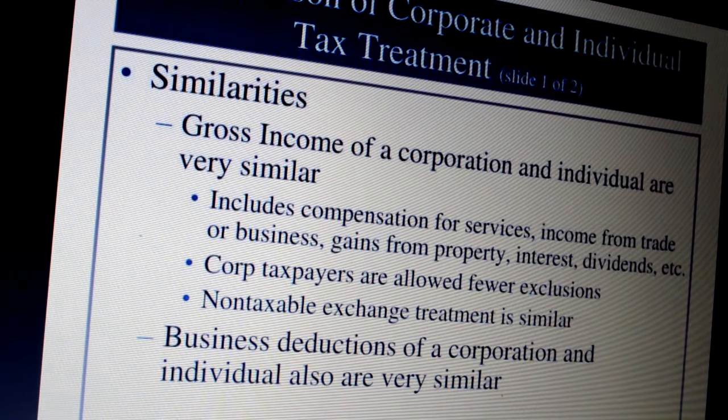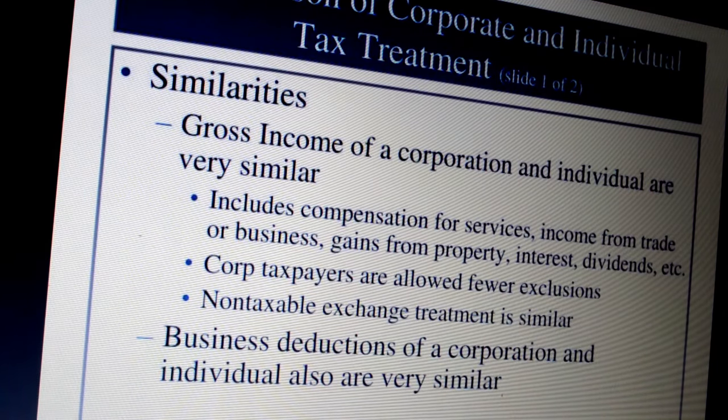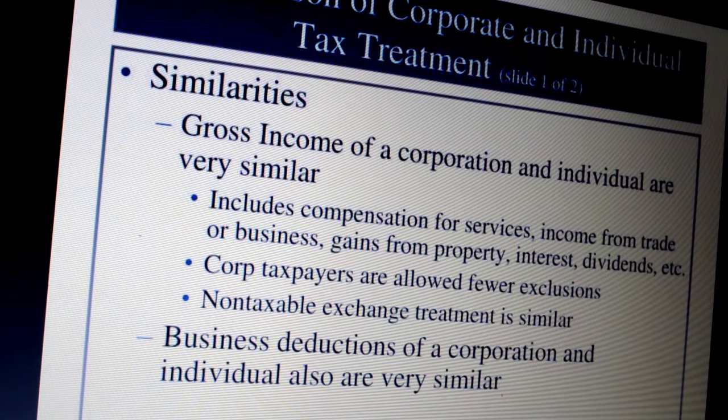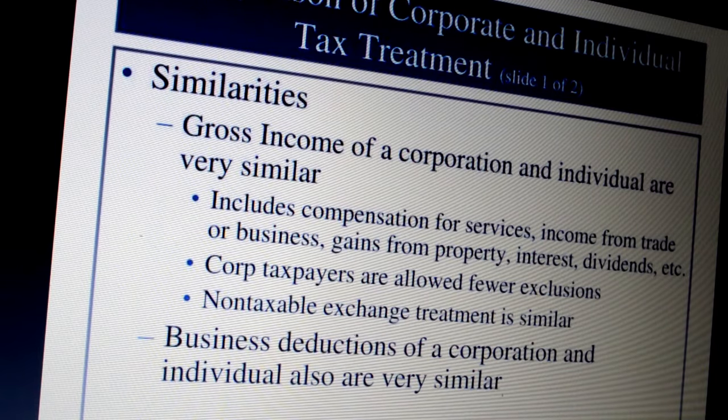In the area of non-taxable exchanges, corporations are like individuals in that they do not recognize gain or loss on a like-kind exchange and may defer realized gain on an involuntary conversion of property. The exclusion of gain from the sale of a personal residence does not apply to corporations. The disallowance of losses on sale of property to related parties and on wash sales of securities apply equally to individuals and corporate taxpayers.